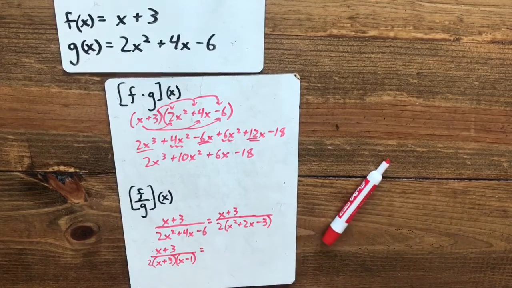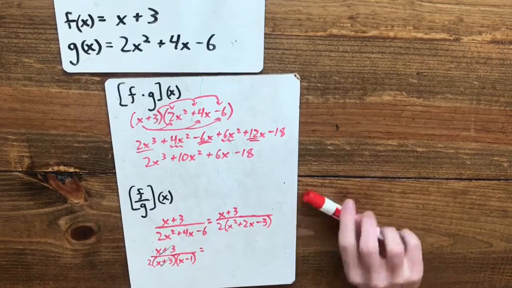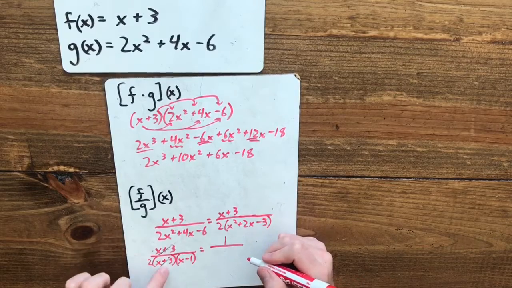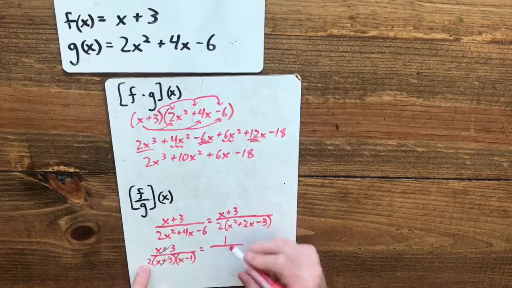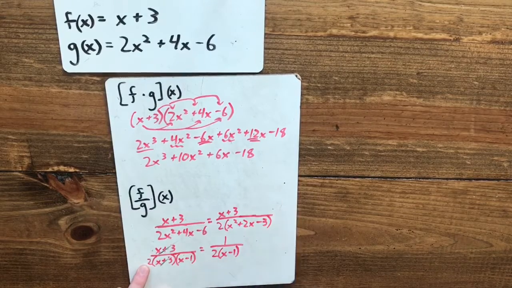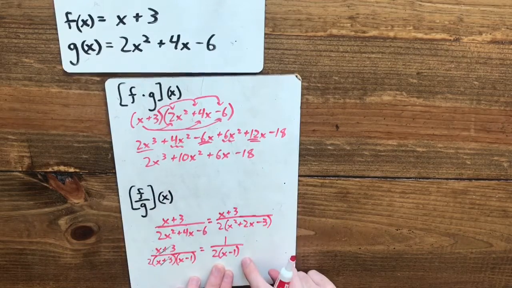We've got our other color. x plus 3 is on the top and the bottom, which gives us a 1 on the top. That's not 0, but something divided by itself gives us 1. And on the bottom we have 2 times x minus 1 right there. You can leave it like that. That looks good. And so we simplify this down. This is our f divided by g of x.